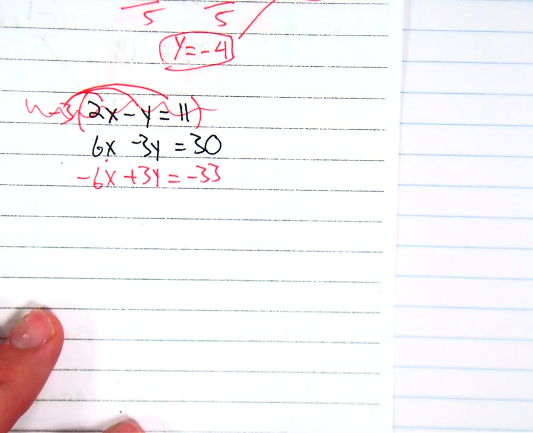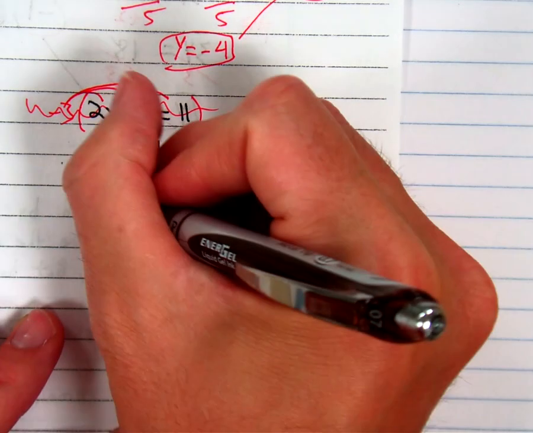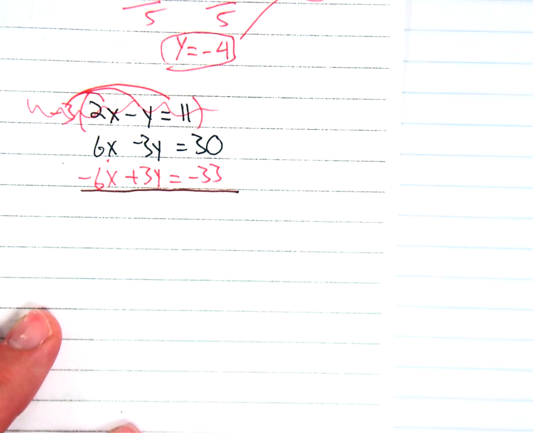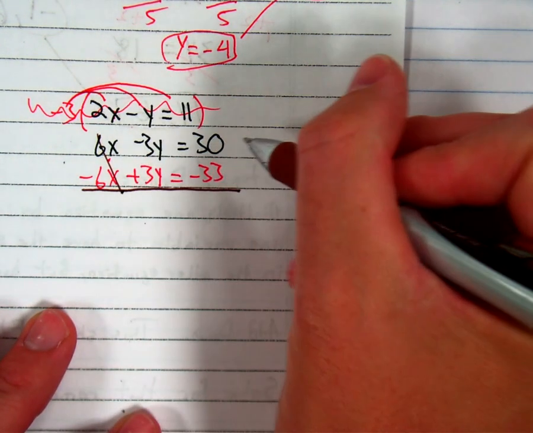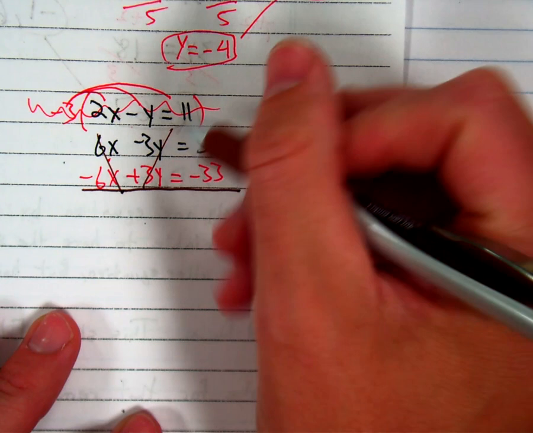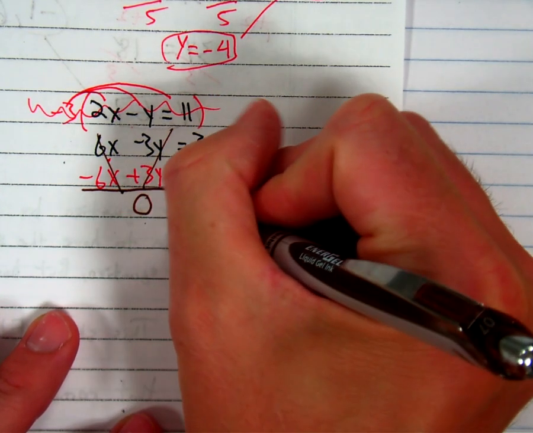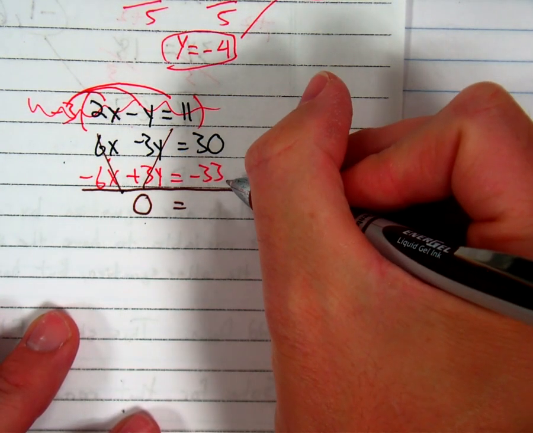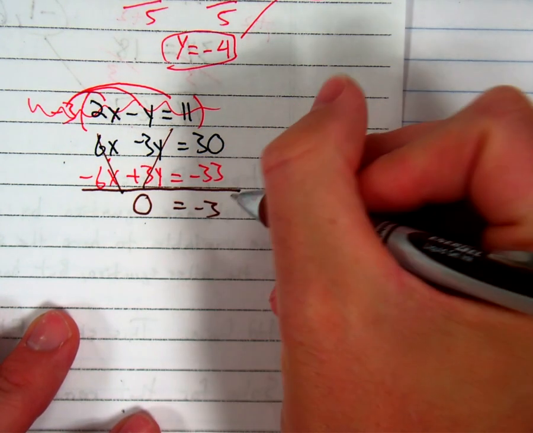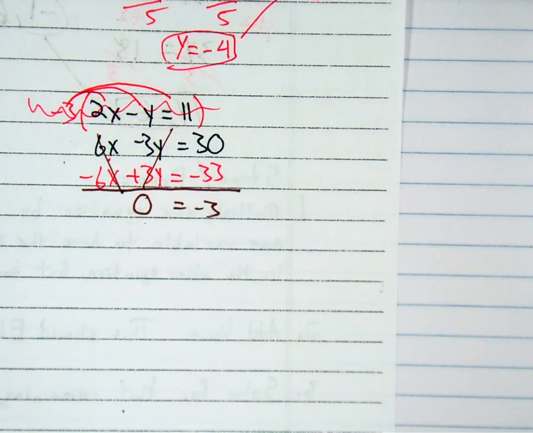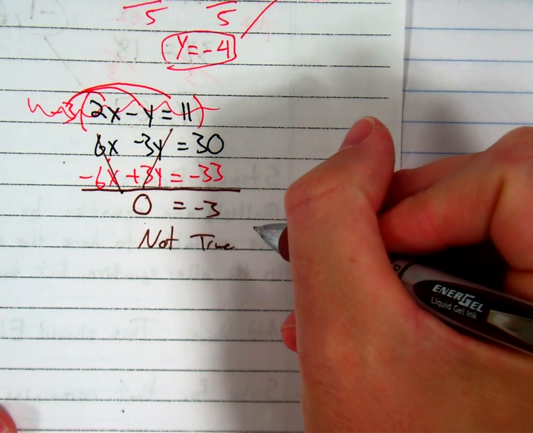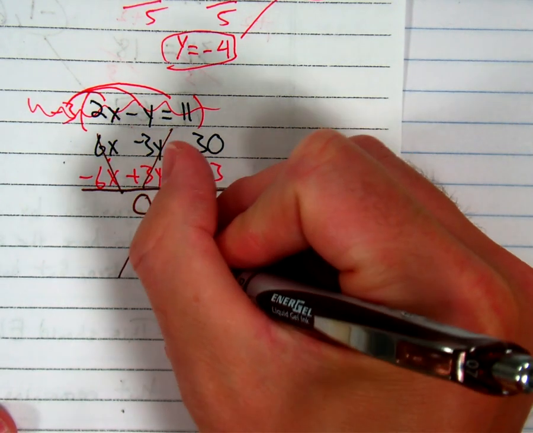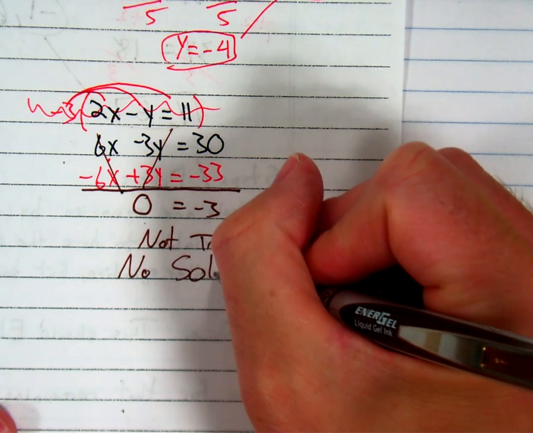A little light scribble. Don't want to totally scratch it out, just in case we need to go back and take a look. 6x minus 6x cancels. Negative 3y plus 3y cancels. We got 0 on the left. 30 minus 33 is negative 3 on the right. Does 0 equal negative 3? No, that's not true. So we have no solutions.